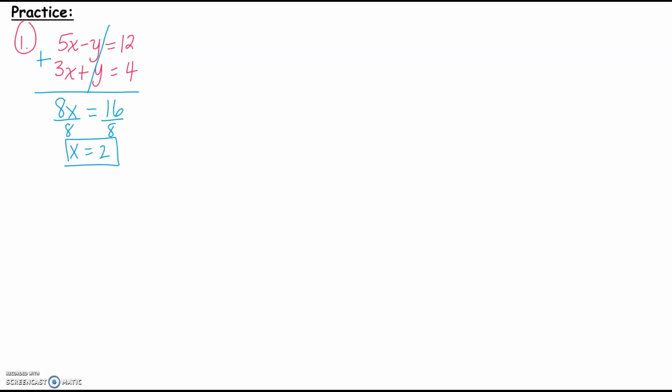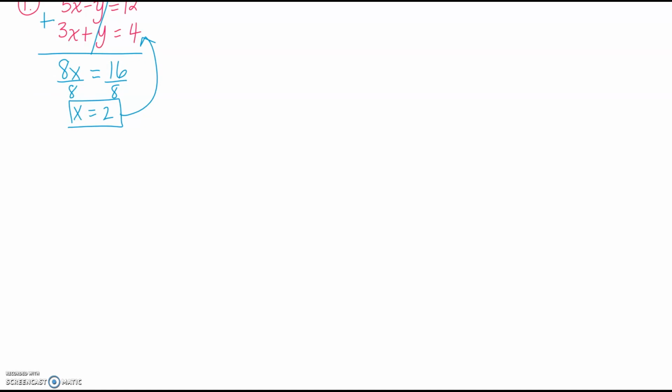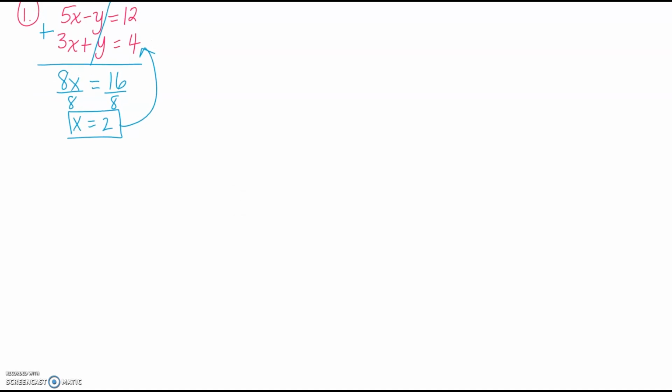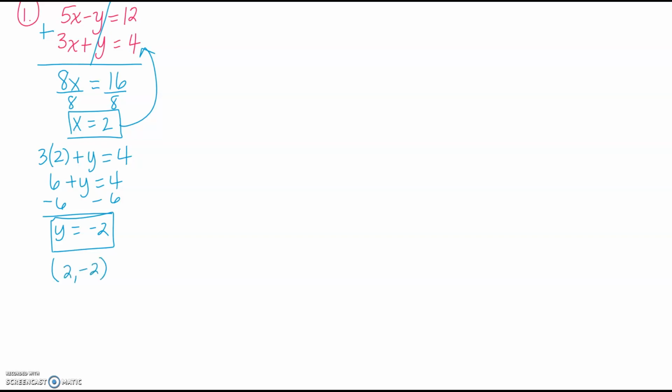You can take this and put it into either equation. I'm choosing the second one. It's fine to choose the first one. So I get 3 times 2 plus y equals 4. 6 plus y equals 4. I'm going to subtract 6, and I'm going to get y equals -2. That means my solution to this system is x is 2, x comes before y, and y is -2. That's my answer. Okay, let's try another one.